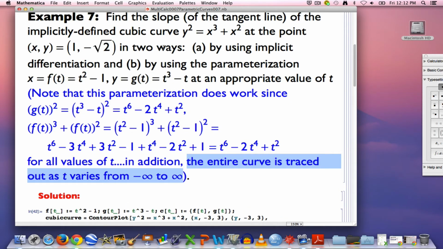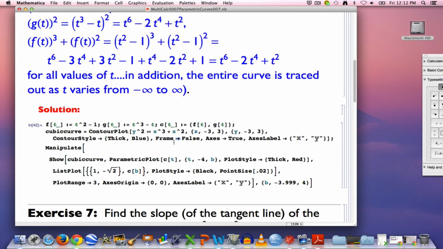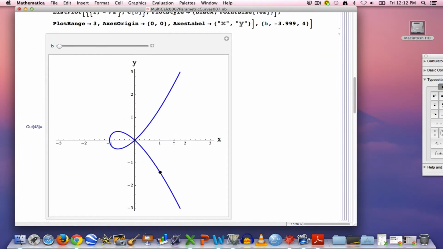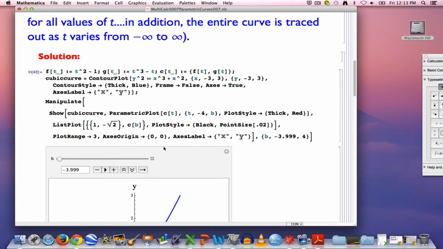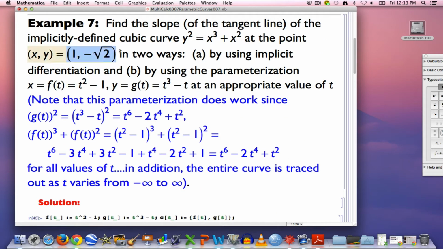Alright, but we're focused on finding the slope. Here is the curve. I've made an animation right away to start this video to show what's going on. This black dot here is the point of interest, again, the point 1 comma negative square root of 2. We should technically verify that that point is indeed on the curve. If you plug it into the right hand side, you take 1 cubed plus 1 squared, which is 2. And if you plug y into the left hand side, negative square root of 2 squared is also 2. The left and right hand sides are equal. This point is indeed on the curve.